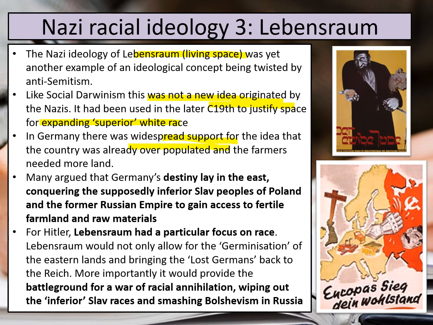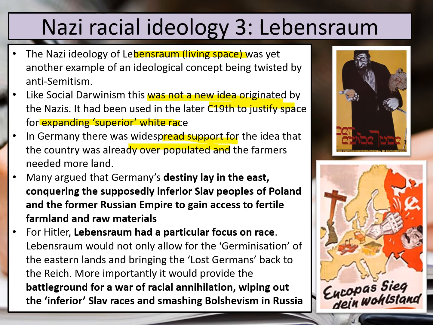In Germany, there was generally this widespread support for this idea that the country was overpopulated and farmers needed more land. Over time, that became more and more extreme as people were resenting the loss of land from the Treaty of Versailles. For instance, the fact that places like West Prussia had been taken and given to Poland.